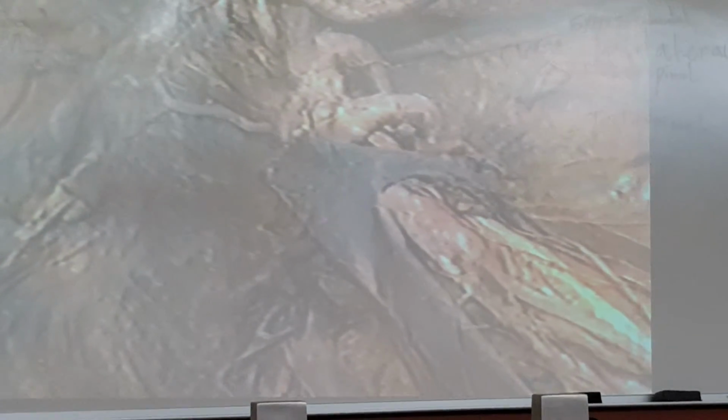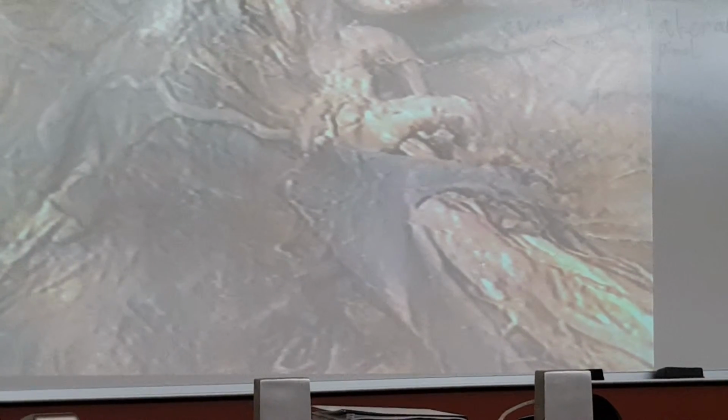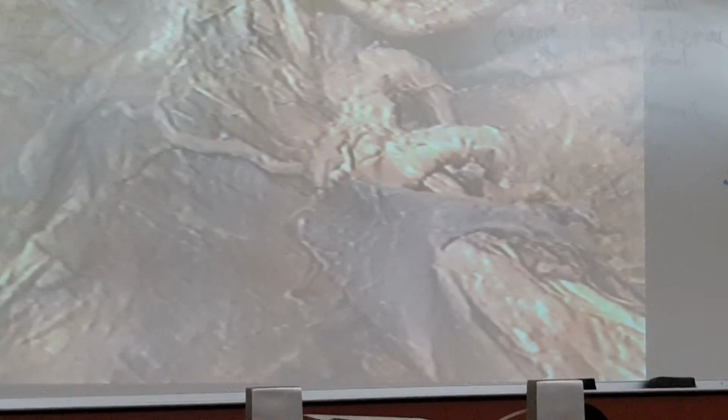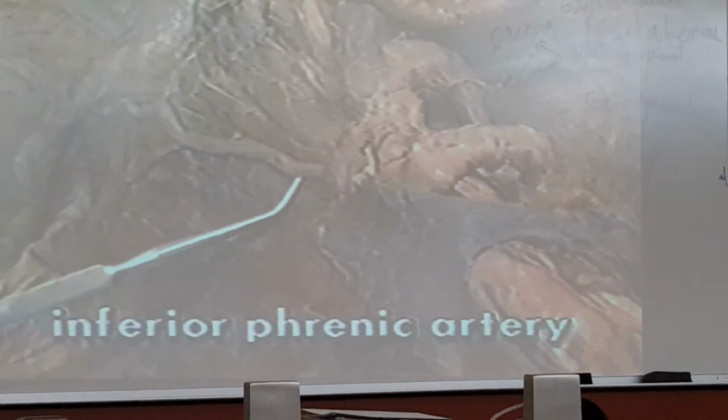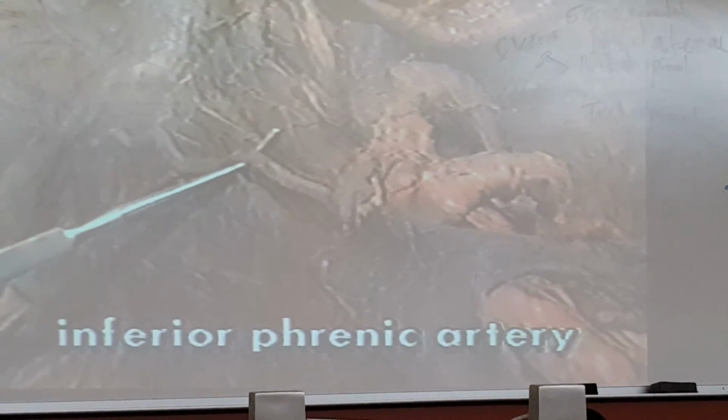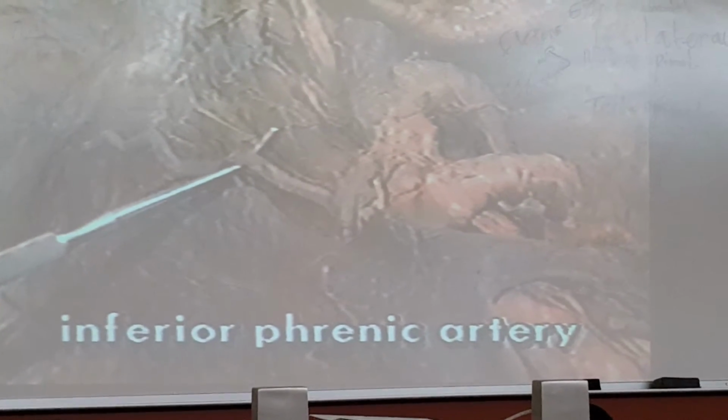The first branches from the aorta that are given off immediately after it enters the abdomen are the paired inferior phrenic arteries. The right inferior phrenic artery can be traced to the undersurface of the diaphragm which it supplies.